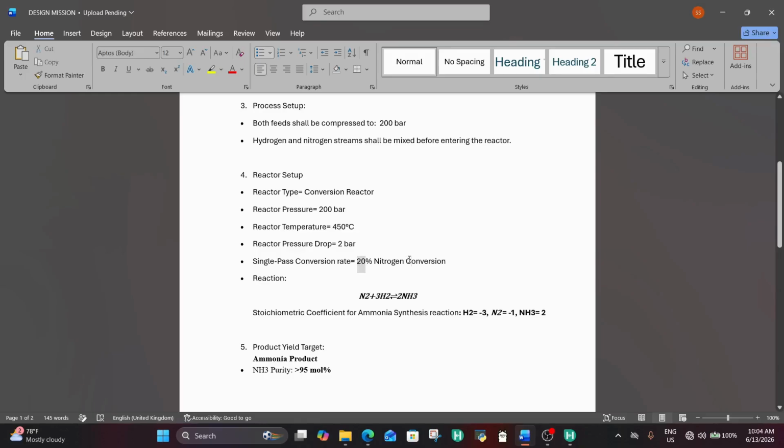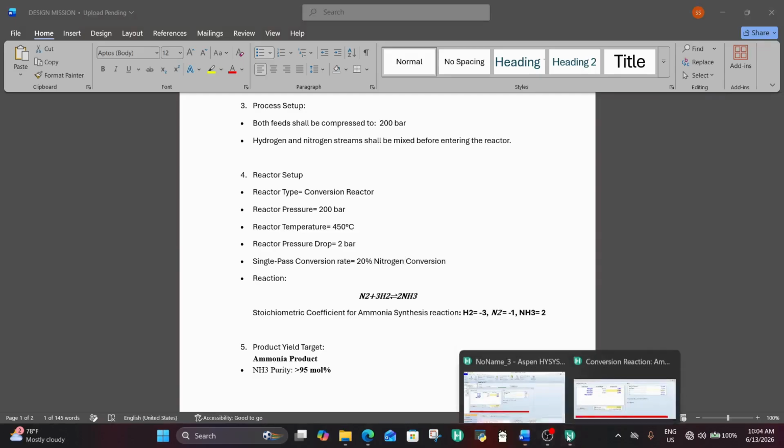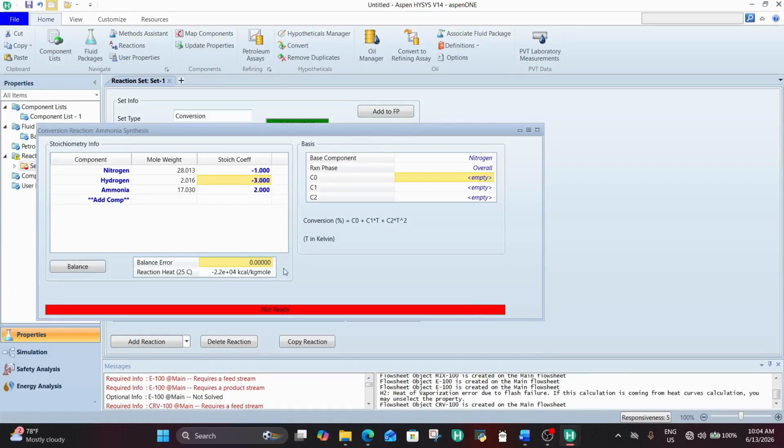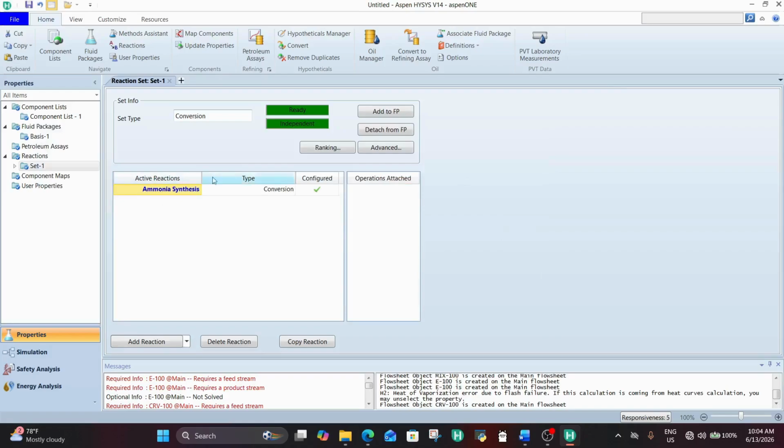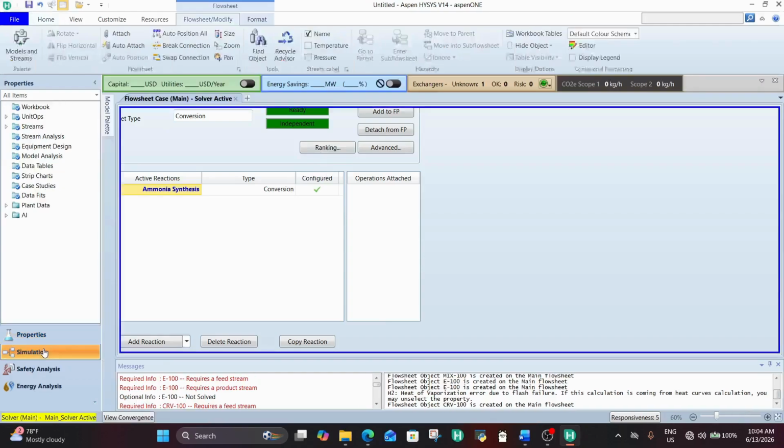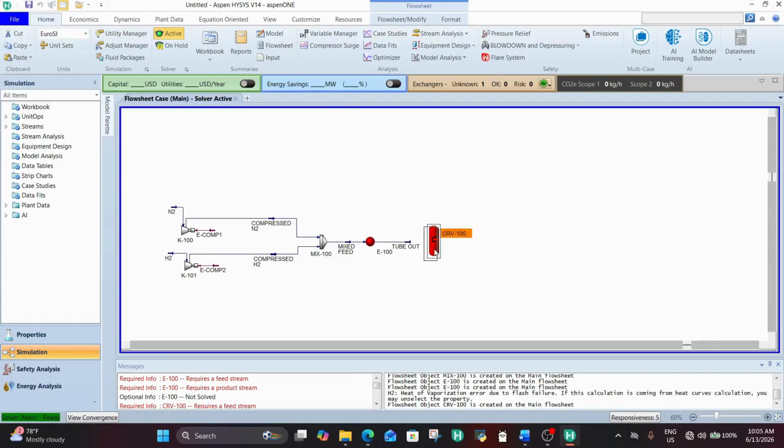20% nitrogen conversion. Nitrogen is our base component, which has already been specified for us, and everything is balanced. Everything is good to go. We just add our 20% here and we are ready. So our reaction has been set. We head back to the modeling environment. So we're good to go.